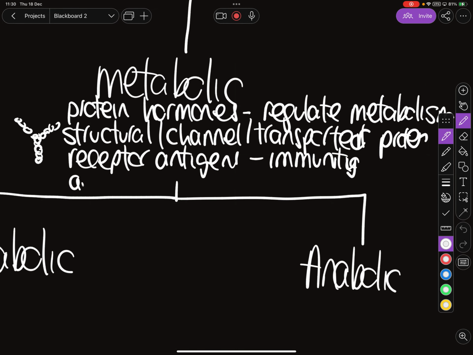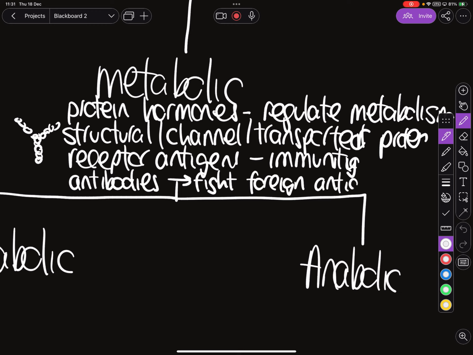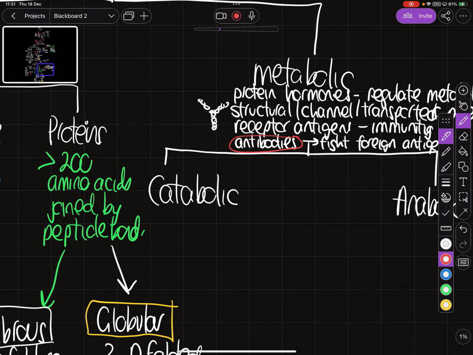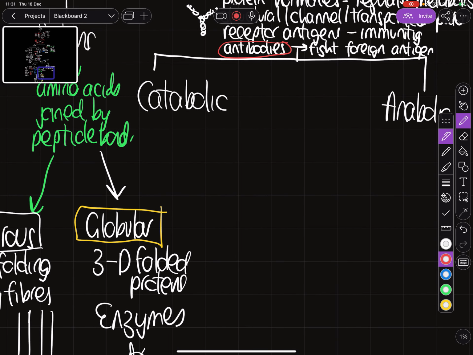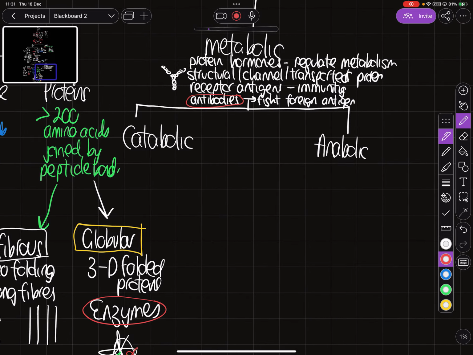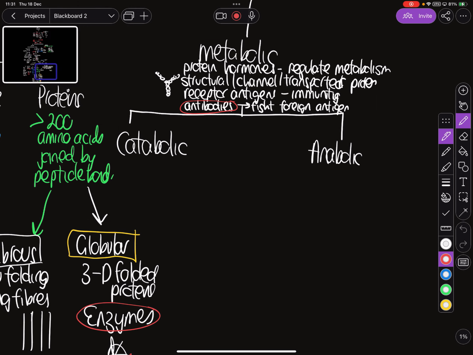And the last one, which is probably one of the most important ones, it makes antibodies for us, and that helps to fight, again, foreign antigens, things that are not natural to us. Antigen just stands for antibody generating. Really, the most important things that proteins do for us are antibodies and enzymes. They are the big thing for us.